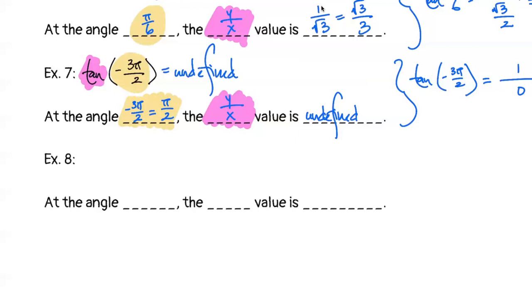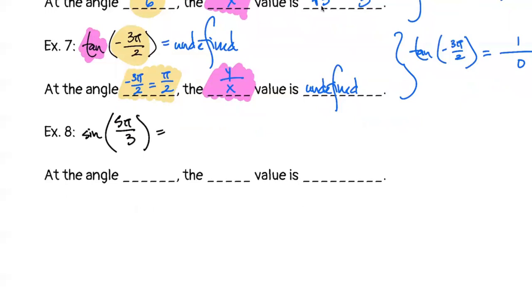Okay, cool. So we've got sine of 5 pi over 3. All right. So I'm going for the angle of 5 pi over 3. So that's the angle I'm going for. I'm looking for the y value when I get there because it's a sine. Right? So 5 pi over 3. The y value. Great. Find 5 pi over 3 on your unit circle. What do you get for the y value? Yeah, negative root 3 over 2. Beautiful.